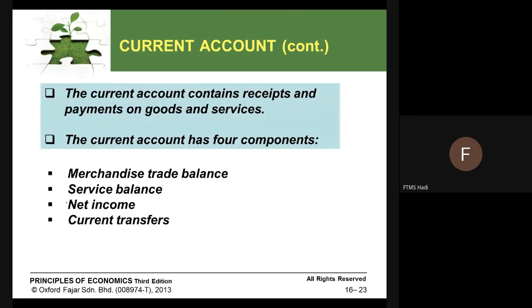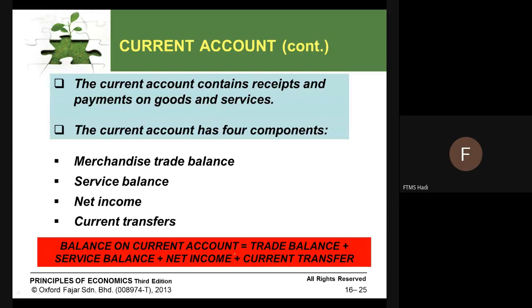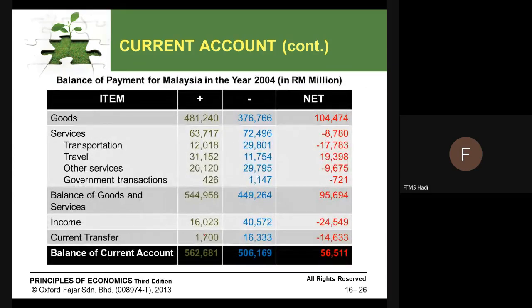The last one is current transfers, that means a transfer of currency. So the balance on current account is equal to trade balance plus service balance plus net income plus current transfers. These are the balance of the current account. This one plus this one plus this one, and then the difference between plus and minus gives you the net. As you can see here, there is a positive net balance of payment.